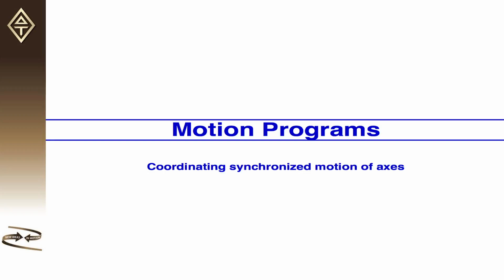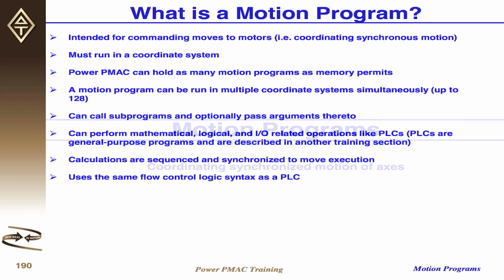Okay, good. So a motion program has to run in a coordinate system, which means you have to have defined a coordinate system already before you execute a motion program. And Power PMAC can hold a great number of motion programs, basically as much as your flash memory and your RAM can permit, which is better than Turbo PMAC, which was limited to something like 224, so that's nice.